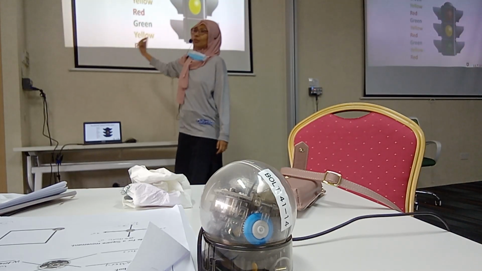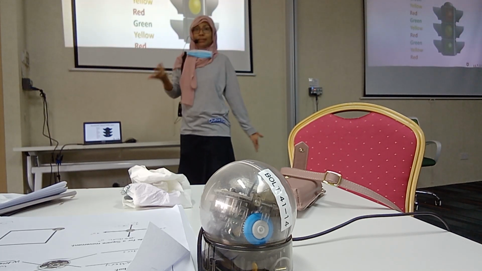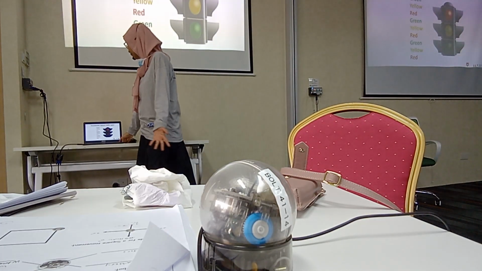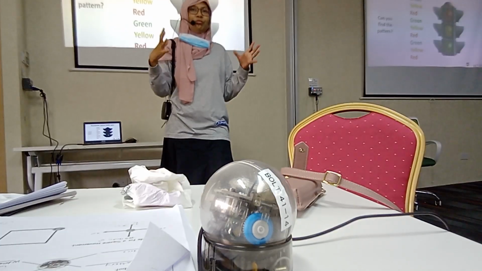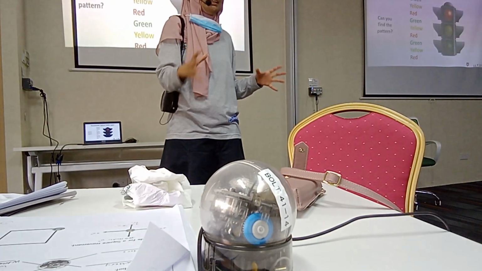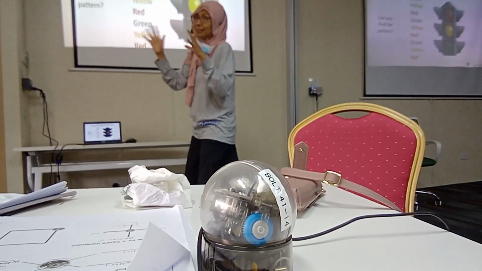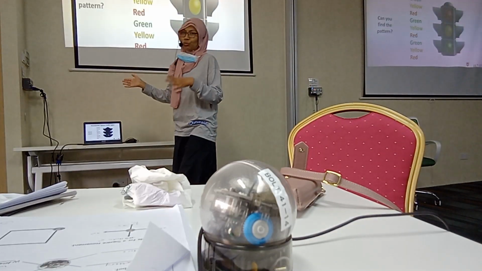Green, yellow, red, green, yellow, red. It never goes green, yellow, then purple suddenly, right? It's a pattern, it keeps doing the same thing. So this is the pattern that later on, when you do looping, you have to actually analyze and see what kind of pattern it is, so that you can put certain things inside to make the robot function.